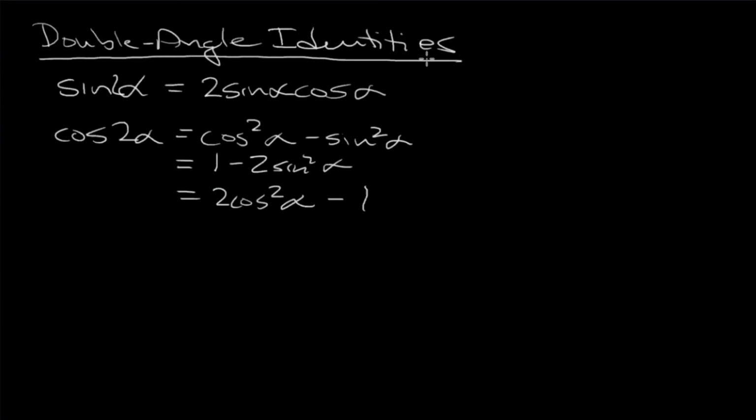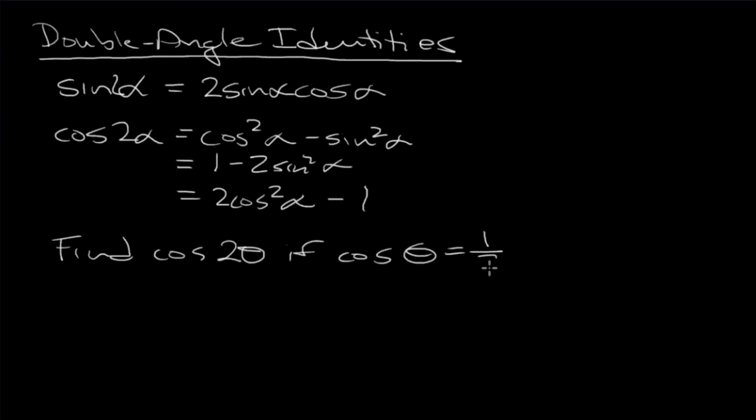You can actually find the double angle identity for tangent very quickly by just taking sine of 2 alpha and dividing it by cosine of 2 alpha. All right, so let's say that we know this. What would be a situation where using one of these would be easier than using this? Well, let's suppose I said find cosine of 2 theta if cosine of theta is 1/7.